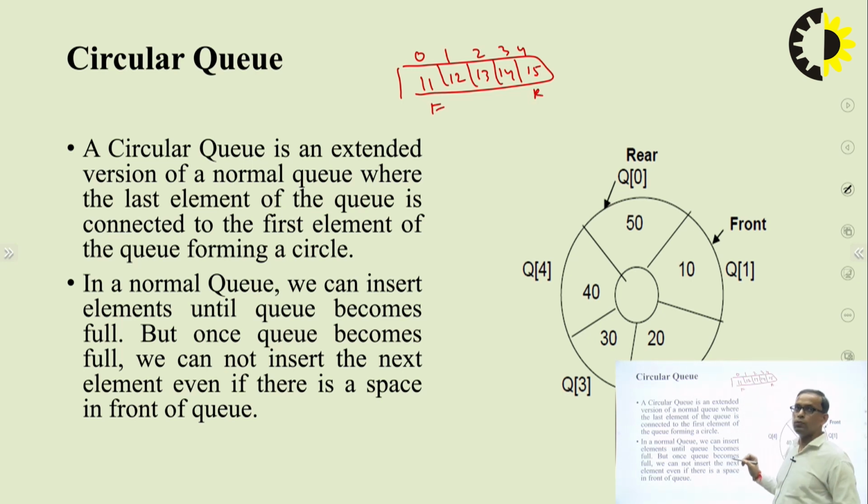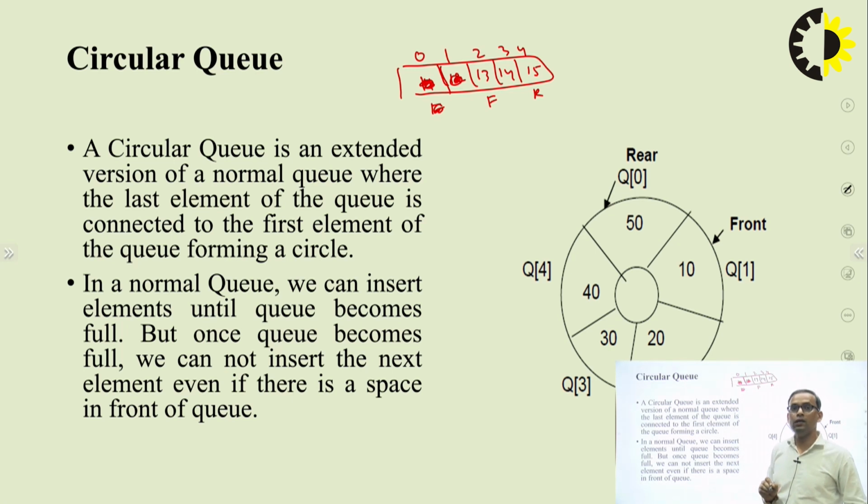Suppose I have deleted 11, then this space becomes empty. Now I have also deleted 12, and now this space becomes empty. So after deleting, when we delete the element at index 0 and the element at index 1, front will be here. So this space is empty and this space is also empty.